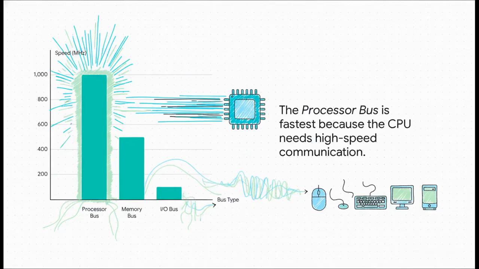And you can really see the massive speed difference here. The processor bus might be humming along at a gigahertz, while the I/O bus for your keyboard is just taking a leisurely stroll at 100 megahertz. This separation is so important because it stops a slow device from bogging down the entire system. It's why your game can run smoothly while a file is slowly downloading in the background.